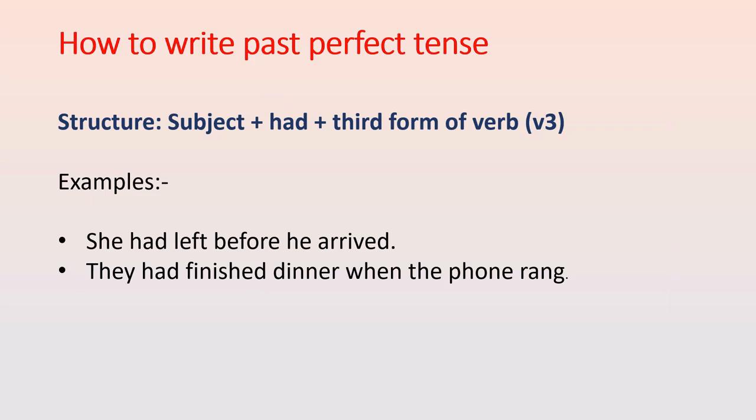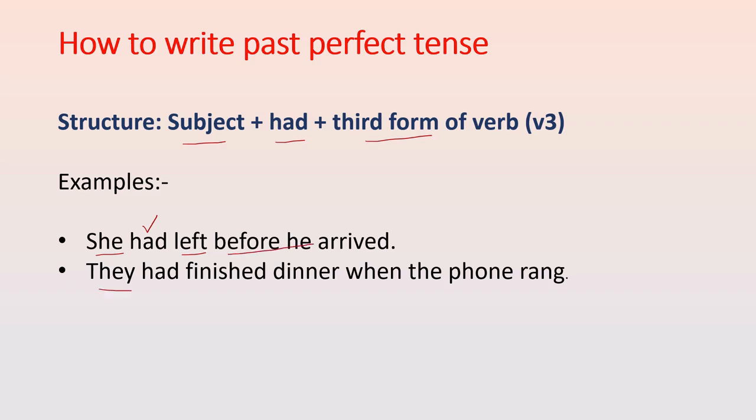Now we will see how to write the past perfect tense. There is a proper structure. First of all, subject, then had, then the third form of the verb. For example, she is the subject here. Then we add had, then left. Left is the third form of the verb leave. And then the rest of the sentence.